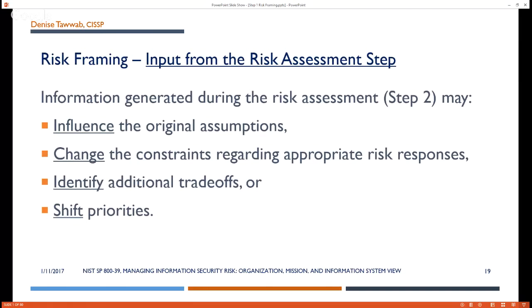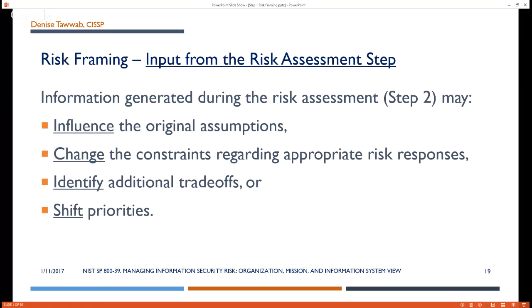Input from the risk assessment step. Step two of the NIST risk management process is risk assessments. And from your risk assessment step, you may get information that influences the original risk framing assumptions. You may do a risk assessment of a system or of a business or of your business processes and realize there's some things you didn't even think of. And so you have to go back. You may have to go back and reframe your original risk framing.